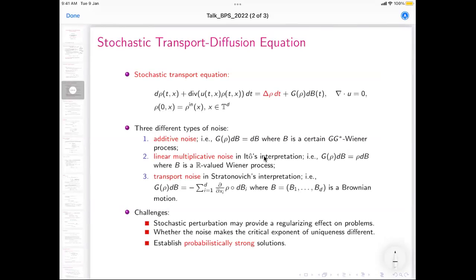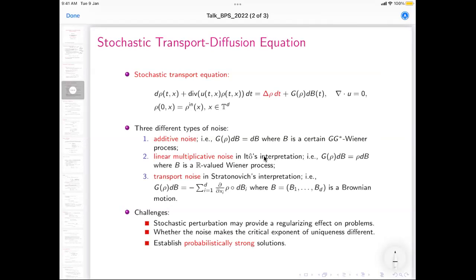Okay, so the kind of result we put in the stochastic case is that we are more interested in what happens if you put a stochastic noise here, a random perturbation. So we tried out 3 different kinds of noise. One is additive noise. If you are not familiar, don't bother. It's just G is constant, independent of O. You think of a Brownian motion. You can have linear multiplicative noise, or you can have transport noise in the second interpretation.